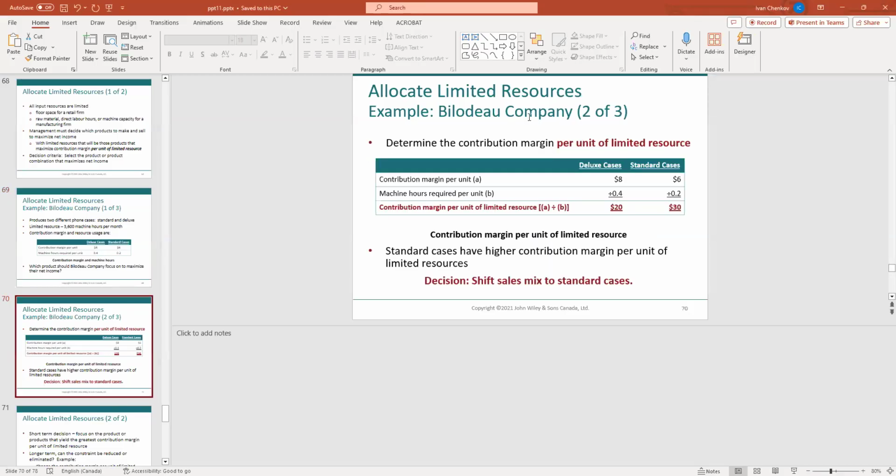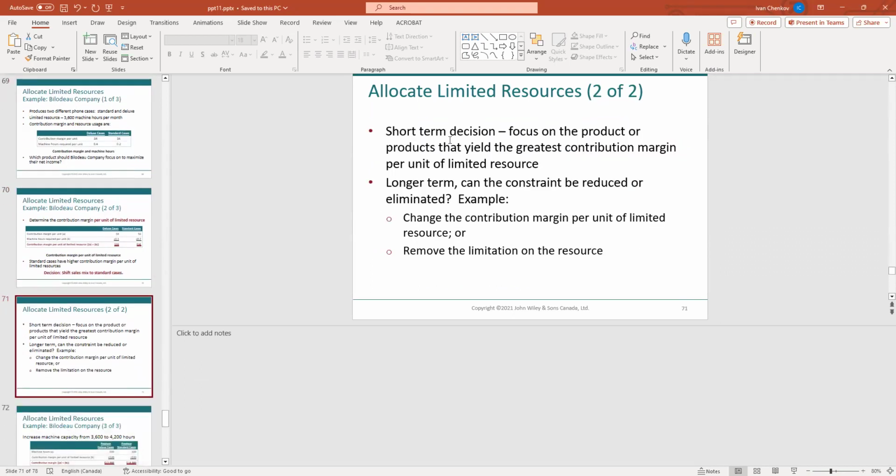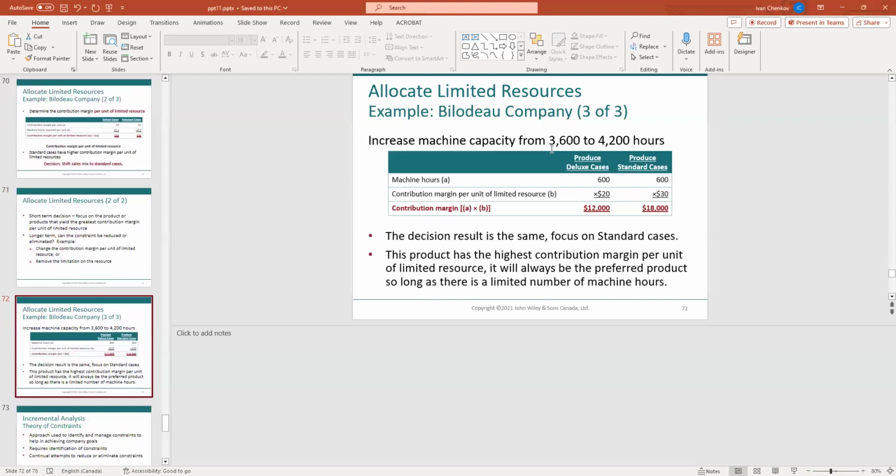So we're going to determine the contribution margin per unit of the limited resource, and we'll find that the standard has the highest contribution margin. Short-term decision: focus on the product which has the greatest contribution margin. Long-term, we can consider reducing or eliminating. An example would be changing the contribution margin per unit of the limited resource, so removing the limitation of the resources, finding another machine or anything, so we can increase that.